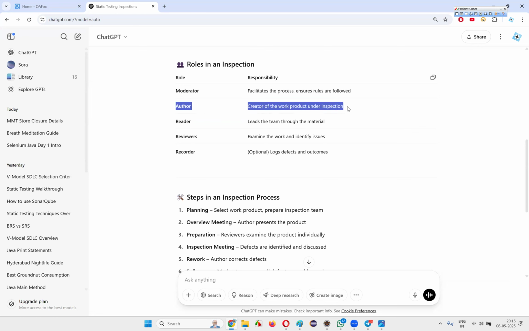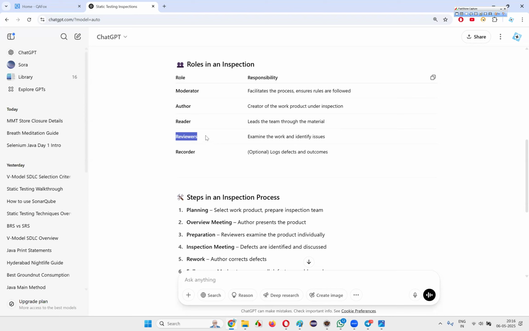The author is the one who created it, but the reader is the one given a role in the meeting participants of the inspection review process. This reader will read the document for you. Even though the reader is not the original creator of the document, there is a separate role known as reader, who will, according to the process set by the inspection, read the document for you. Before everyone in the meeting, the reader will take you through the material. And we have something known as reviewers. Who are reviewers, guys?